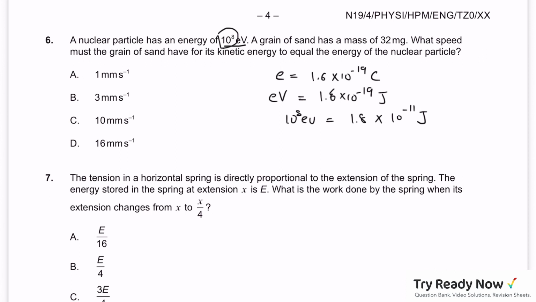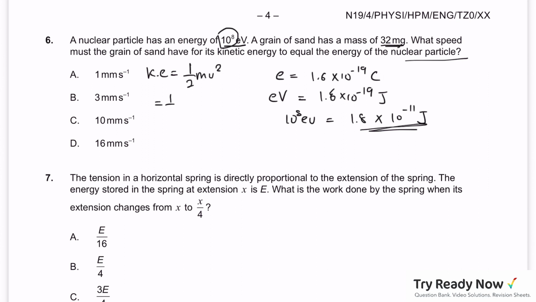Next, we are asked at what speed this grain of sand must have for the kinetic energy to equal the energy of the nuclear particle. So this is the energy of the nuclear particle, and this is the mass of a grain of sand. So KE is half mv squared.